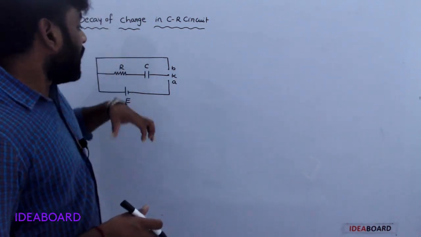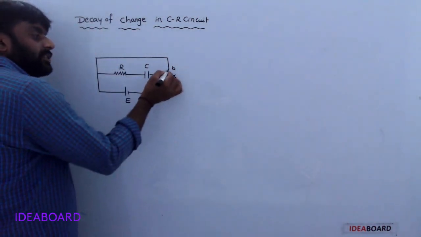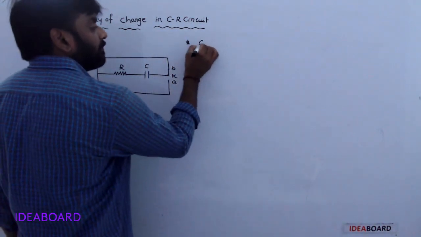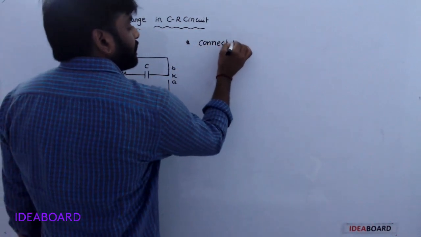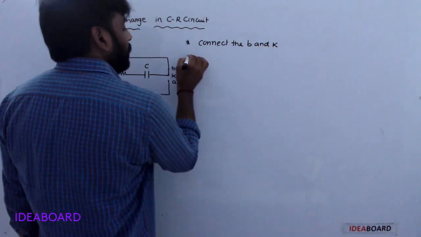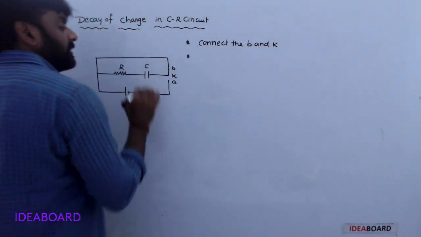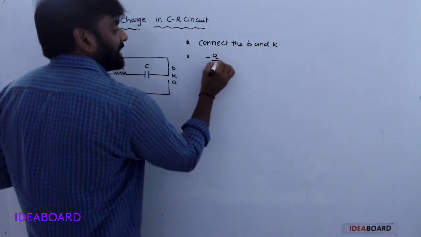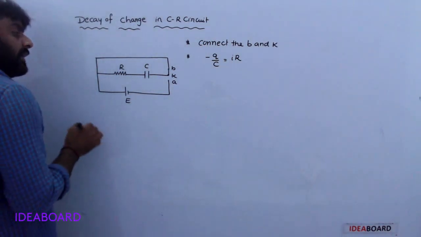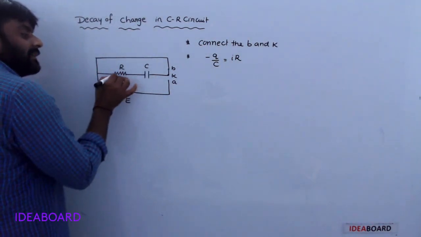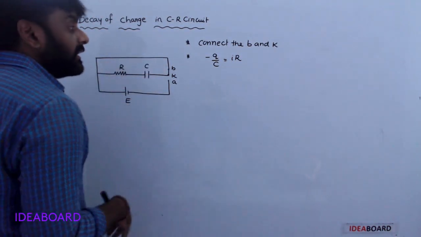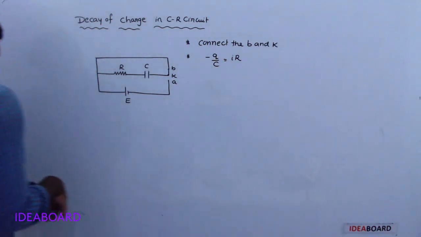Now after it is fully charged, connect B and K. In this case, minus Q by C is equal to IR. Here this is the discharging case, the charge is discharged. Understood?